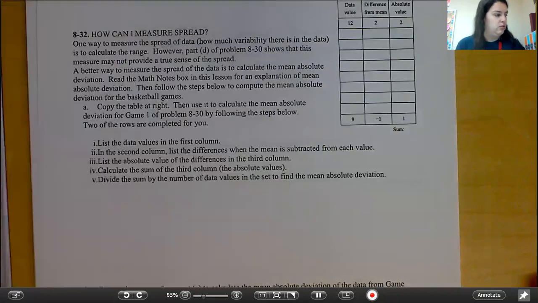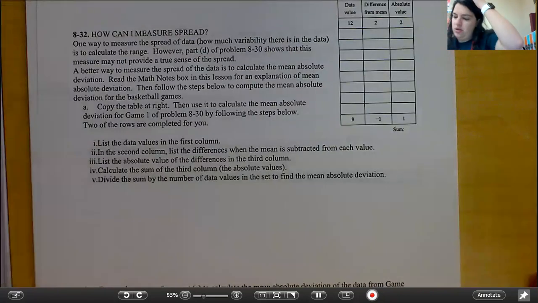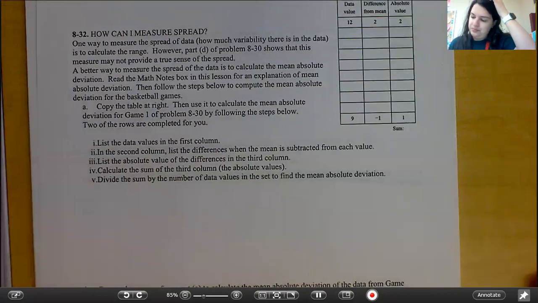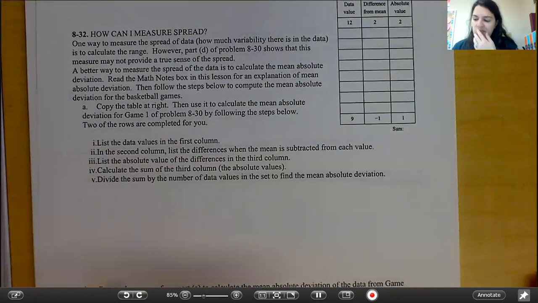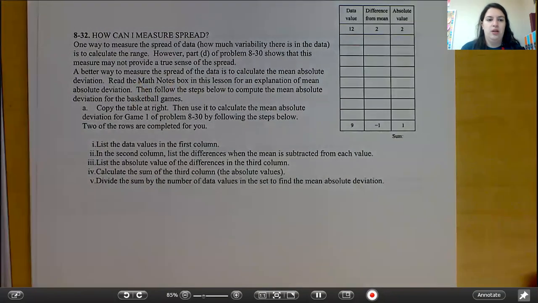And now what I would like you to do is move on to question 8.3.2. 8.3.2, how can I measure spread? One way to measure the spread of data, how much variability there is in the data, is to calculate the range. However, Part D of Problem 8.3.0 shows that this measure may not provide a true sense of the spread. A better way to measure the spread of the data is to calculate the mean absolute deviation.